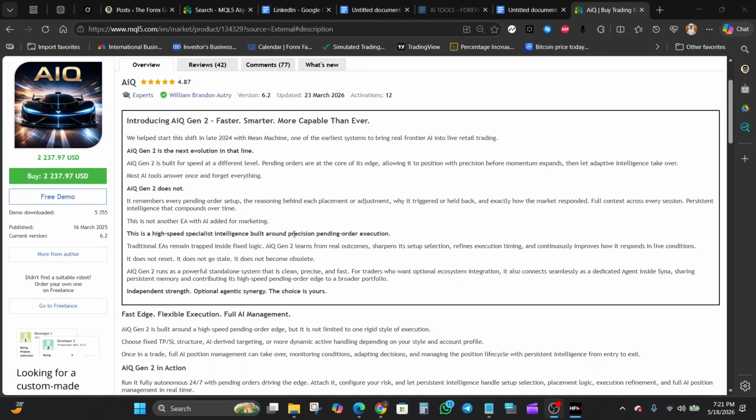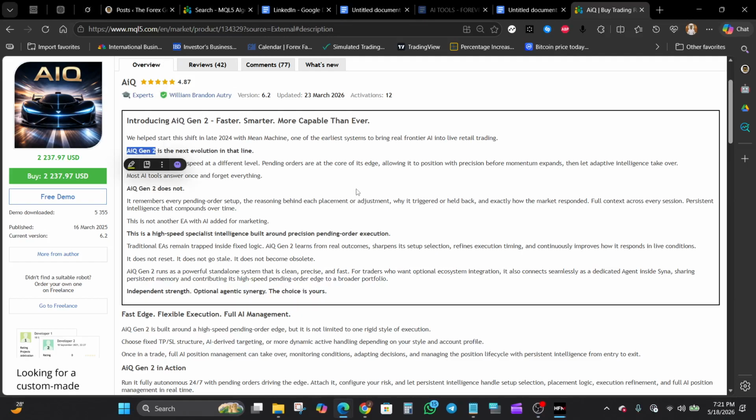All right, so now the developer introduces this as AiQ Gen 2, describing it as a high-speed trading system built around pending order execution. From the description, the main idea is that it places pending orders ahead of momentum moves, then uses adaptive logic to manage how the trade develops once it is active.